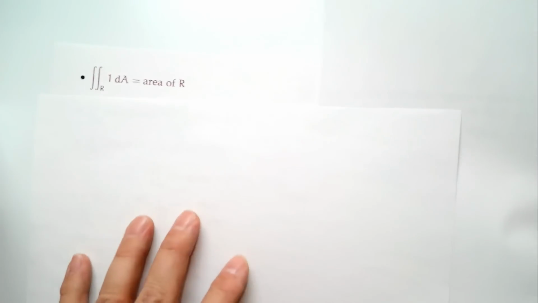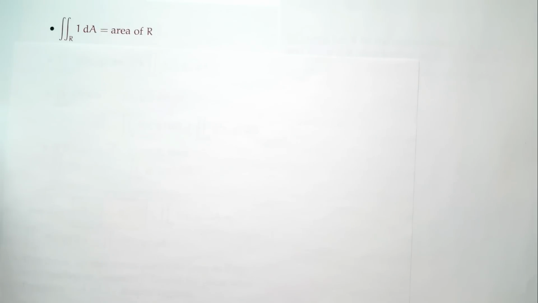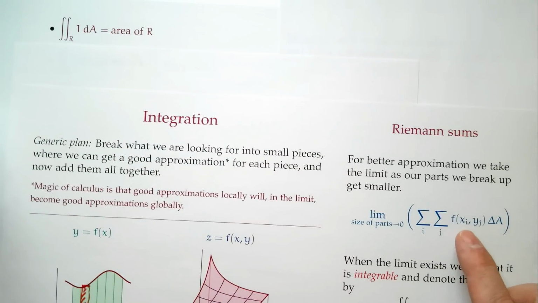So let's establish a couple of basic results, and hopefully none of these are too surprising. Okay, so here we go. If I integrate 1 over my region, I'll get the area of the region. Now that makes sense. Because if we go back and look at the definition, if I'm integrating 1, so this function is 1, then what I'm really adding up is how much area is in that little piece.